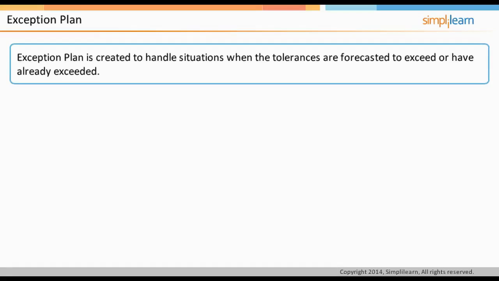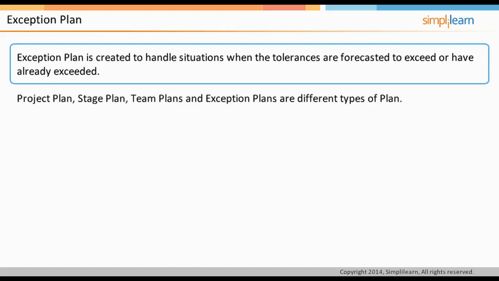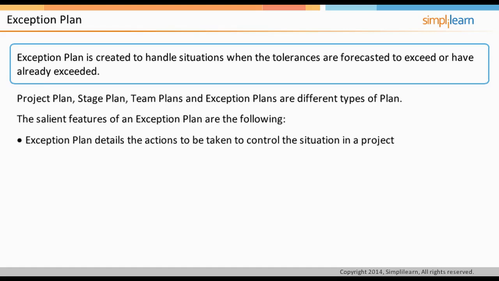Exception plan is created to handle situations when the tolerances are forecasted to exceed or have already exceeded. Project plan, stage plan, team plans, and exception plans are different types of plan. It details the actions to be taken to control the situation in a project. It is prepared for the appropriate management level to show the actions required to recover from the effects of a tolerance deviation. If approved, the exception plan will replace the plan that is in exception, and it will become the new baseline project plan or current stage plan as appropriate.